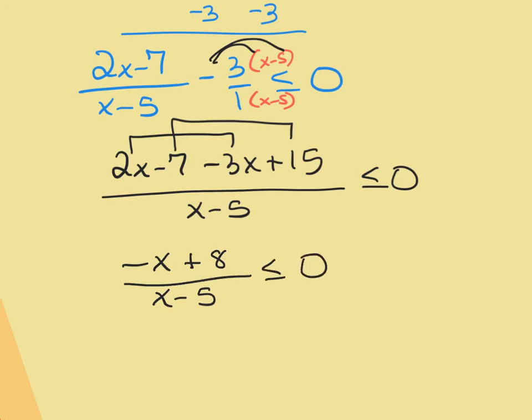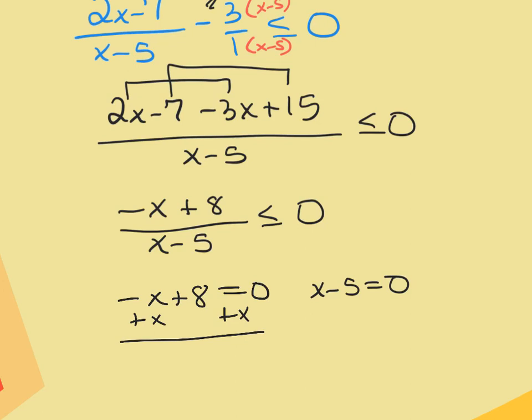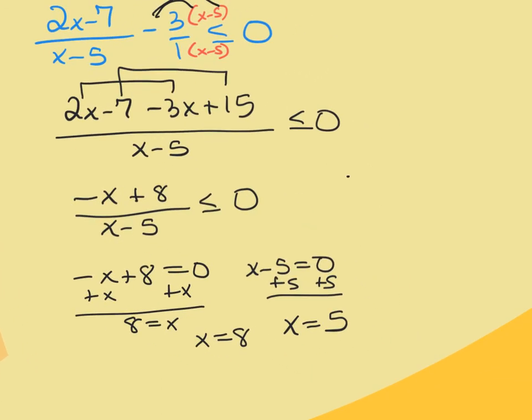I now have a single fraction. I set my numerator equal to 0 and my denominator. So for my numerator, I'm just going to add the x. X equals 8. And for the denominator, I'll add 5. And x equals +5. Let me go ahead and add this to my number line. Least to greatest, so 5 first, then the 8.